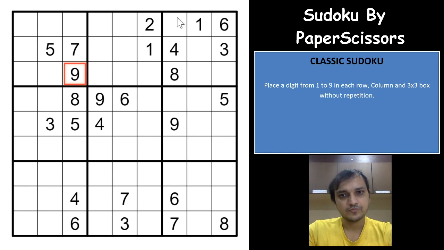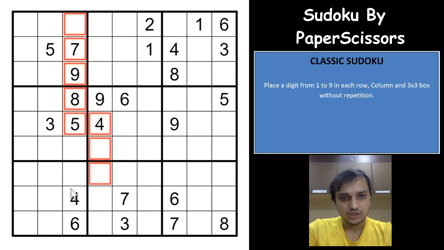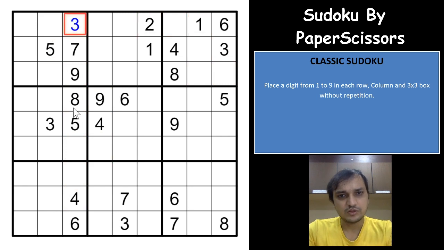Okay, I see this column has only 3 digits left, 1, 2 and 3. Both 1 and 2 cannot be here, so this would have to be 3 and these are 1 and 2. Okay, 3 would have to be in one of these two cells.